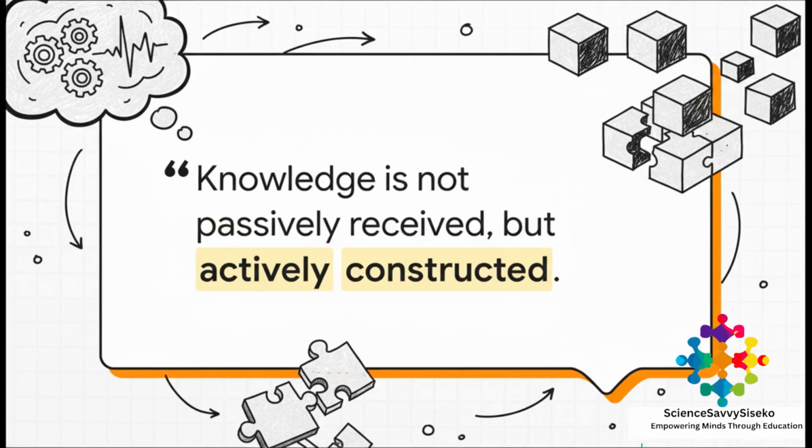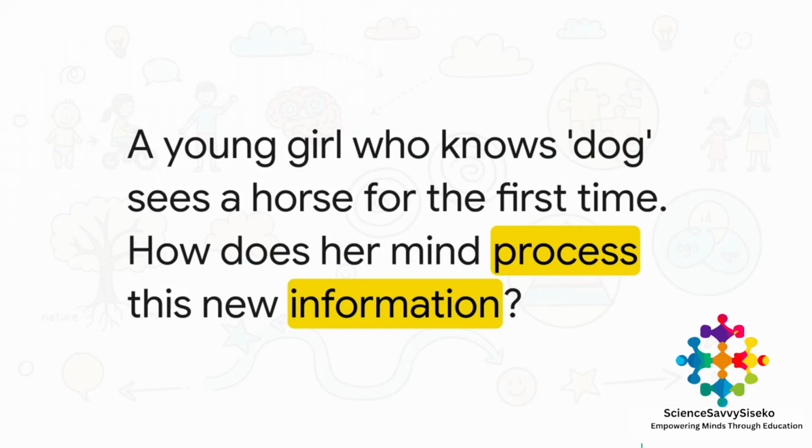He had this incredible insight. Our minds are constantly working. They're like little construction sites, always building, sometimes tearing down, and then rebuilding our picture of the world, all based on what we experience. So how does this mental construction actually happen? Well, Piaget broke it down into 2 key ideas. To see how they work, let's use a really simple example.